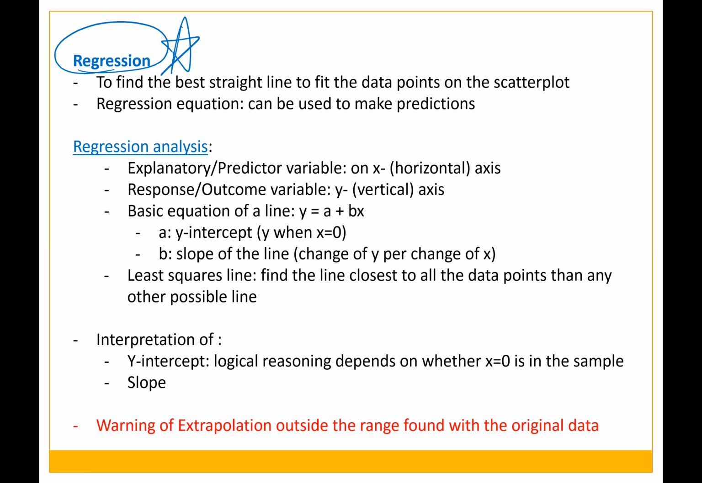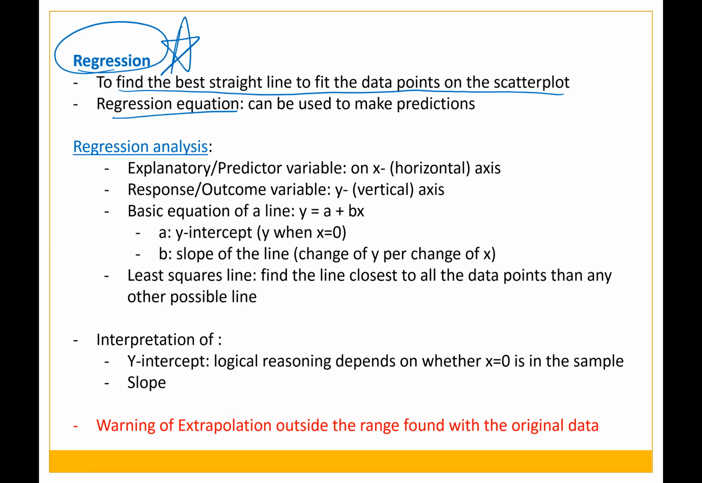We also have the important concept of regression. Regression is the one that is actually going to allow us to make predictions on the two variables. What regression does is essentially find the best straight line to fit the data points on the scatter plot, and we end up having the regression equation, which we can use to predict the response variable from a certain value of the explanatory variable.